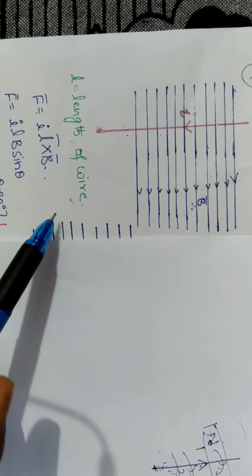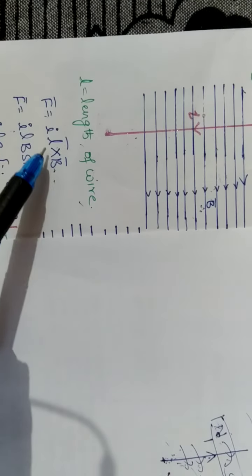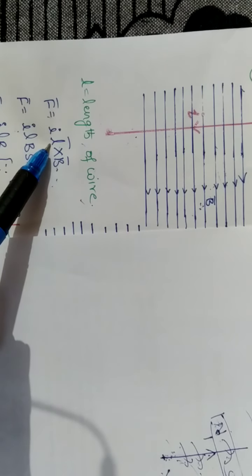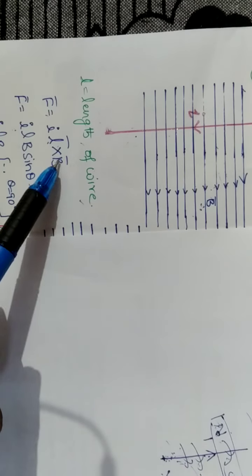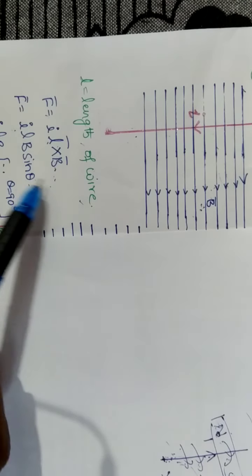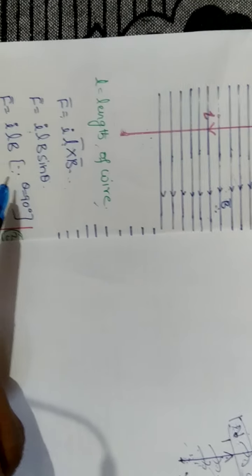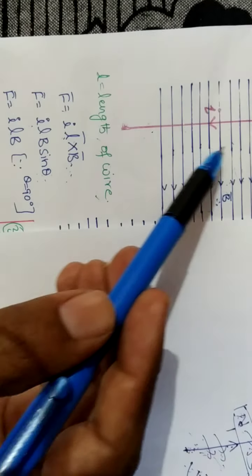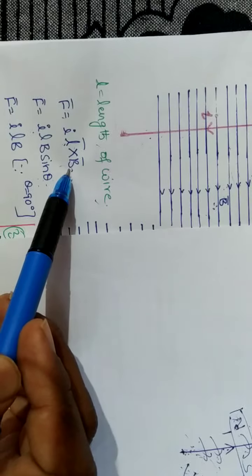Now the magnitude of this force is given as ILB sine theta, because it is a cross product between the length of the current carrying conductor and the magnetic field strength, and theta is the angle between them. Now we will find out what theta is. Theta is the angle between L and B. L means the length of the current carrying conductor and B means the magnetic field strength.